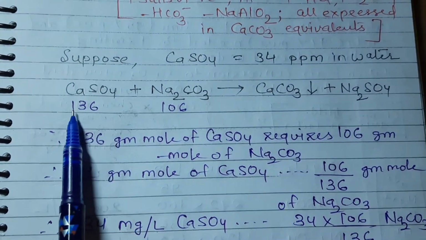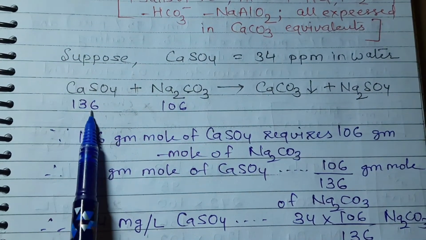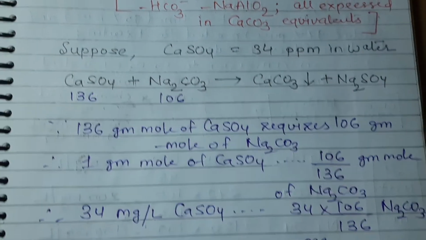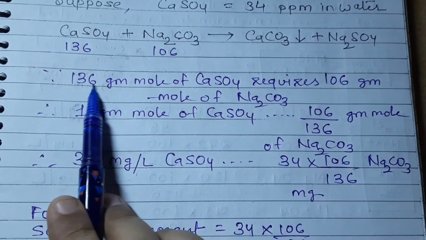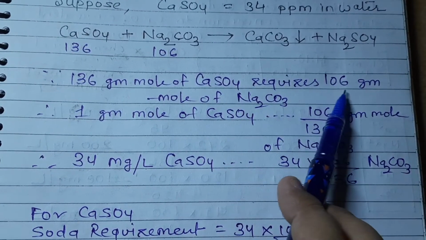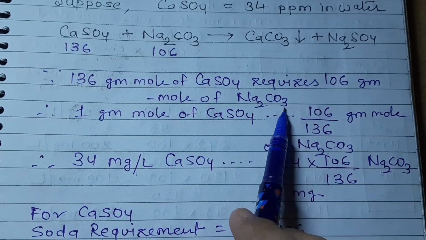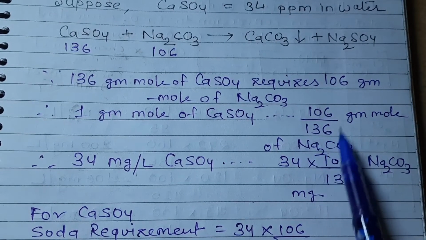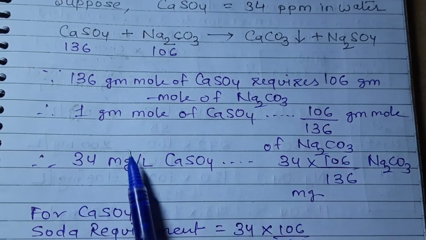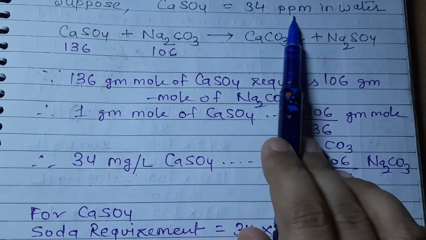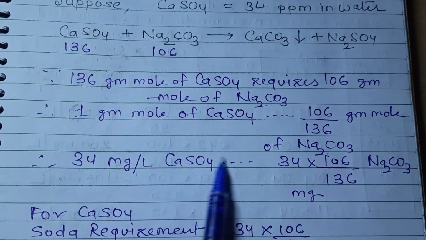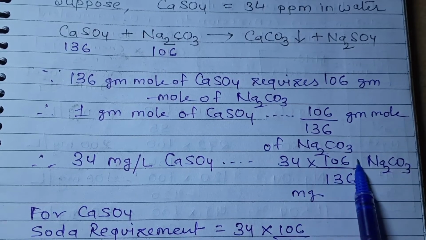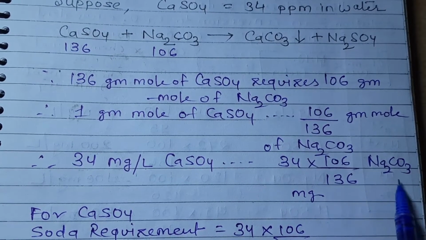So the molecular weight for calcium sulfate is 136 and for sodium carbonate it is 106. Again we can get this reasoning because 136 gram mole of calcium sulfate requires 106 gram mole of sodium carbonate. Therefore, 1 gram mole of calcium sulfate will require this much sodium carbonate, and for the actual concentration given to us, that is 34 ppm, or 34 milligram per liter of calcium sulfate, the quantity of soda required will be 34 into 106 upon 136 milligram of soda.